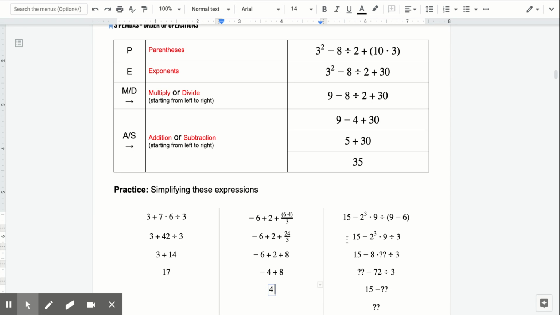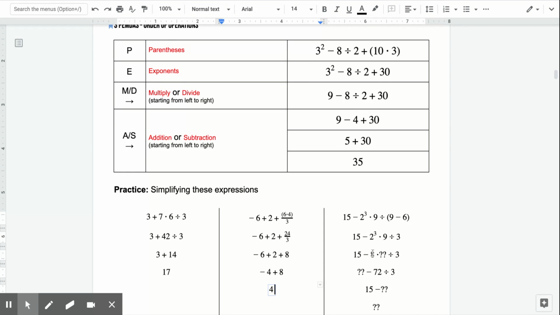Okay, there are no more parentheses, so therefore I move to exponents. So moving on to exponents, I see an exponent right here. That is 2 to the third power, meaning it is 2 times 2 times 2. Okay, you have 3 of those 2's being multiplied together, giving us our answer of 8.